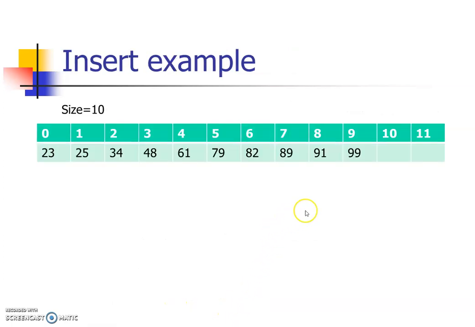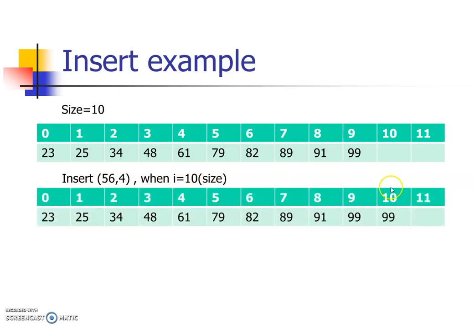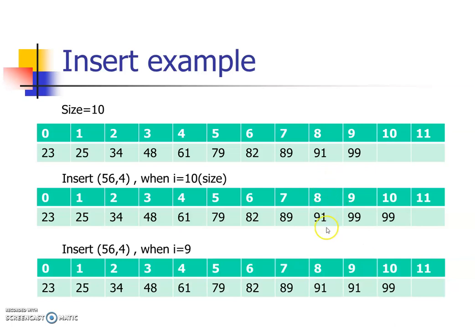So let's take a look at this one. You can see that in this case we have indexes from 0 to 9, indicating that the size equals 10, which means we have 10 items. Then when we try to insert 56 at 4, in the same example, when i is equal to size, you can see that we copy 99 into this position. At this moment, you have 299 over here because you simply copied one value over there. And when we move i to 9, going backward, we copy 91 to 99. So you overwrite 99 by 91, and at this moment you have 291.